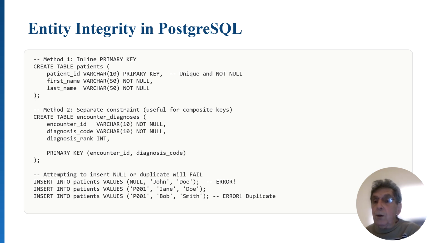You don't have to write code to check these conditions. You don't have to trust that applications will validate data correctly. The database itself prevents invalid data at the most fundamental level. This is why entity integrity is enforced by the DBMS, not by application logic. It's too important to leave to chance.